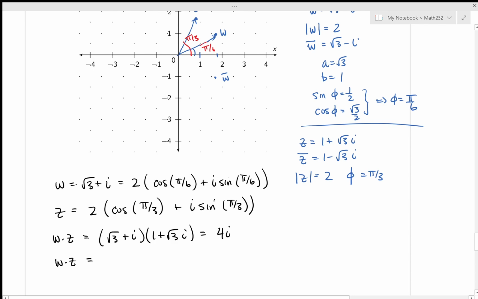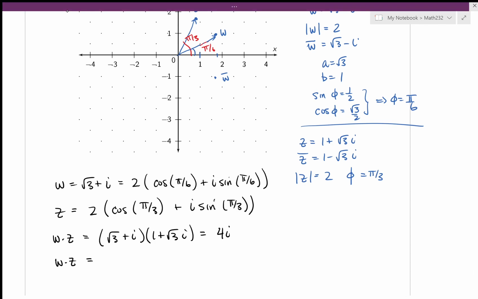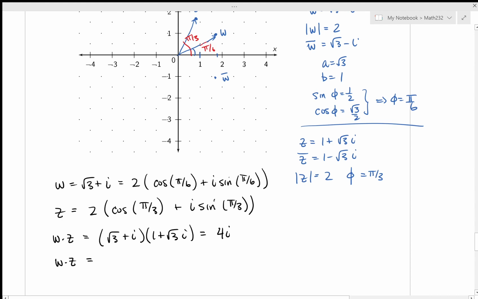And now I'm looking at the polar form of this W times Z, and I'm noticing that, and this is generally true, it's not just here, that the modulus of WZ is 4, and that is in fact this modulus times this modulus. So I could take that 2 times 2 and simply write down the 4 right away.